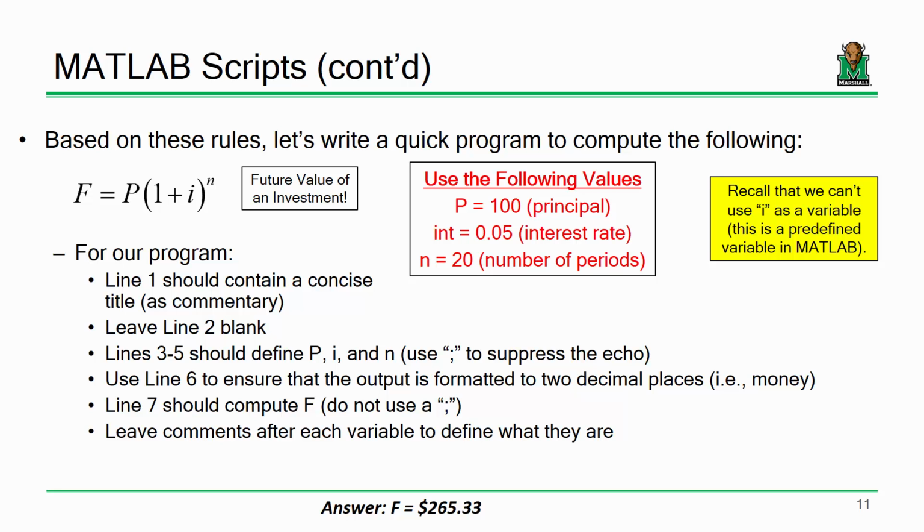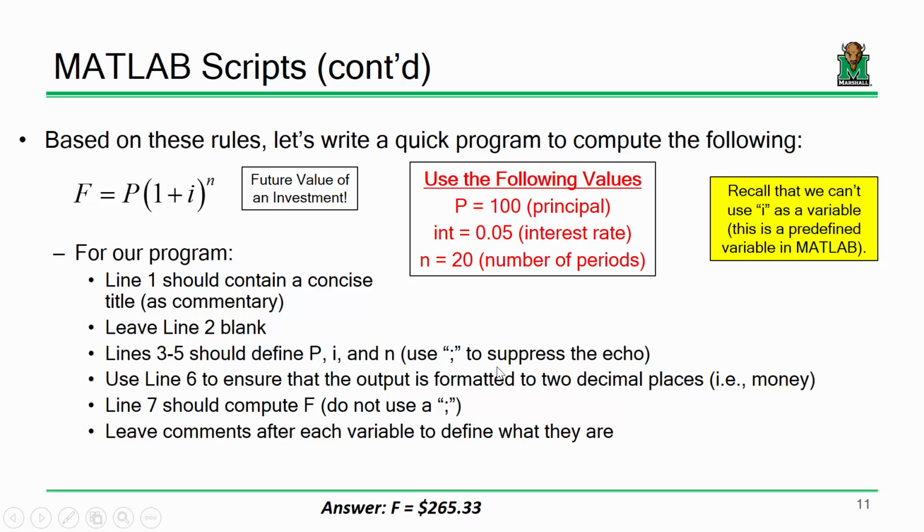Now, just one note is that when we're defining variables in the program, we can't use I as one of the variables. So here in the instructions, you should use int as the variable for the interest rate rather than the letter I that you'll see in the formula. When you do the calculations for $100 at 5% interest for 20 years, when that compounds into some future amount, it's going to be $265. So that's how you know if you've done it right.